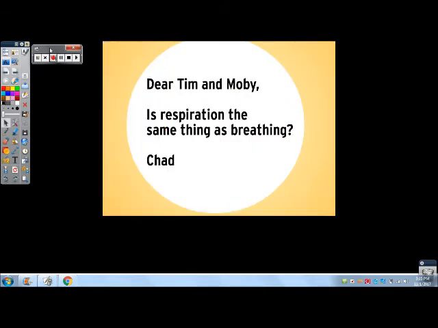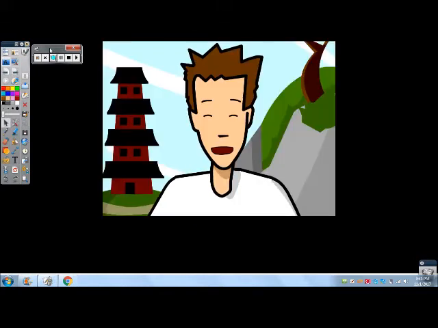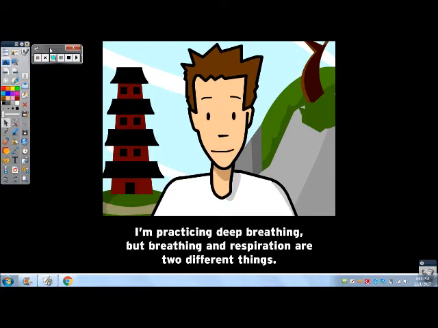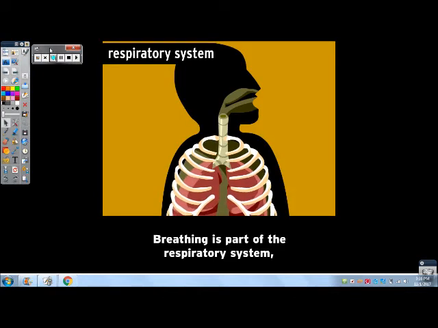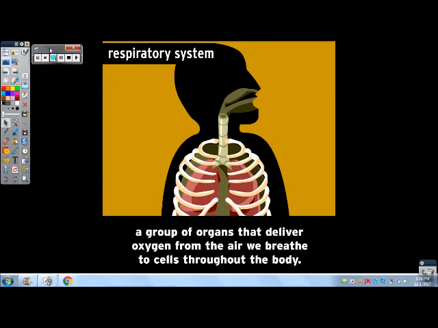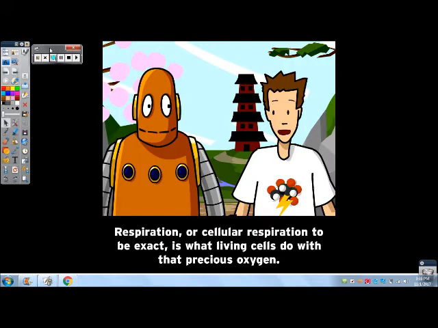Dear Tim and Moby, is respiration the same thing as breathing? From Chad. I'm practicing deep breathing, but breathing and respiration are 2 different things. Breathing is part of the respiratory system, a group of organs that deliver oxygen from the air we breathe to cells throughout the body. Respiration, or cellular respiration to be exact, is what living cells do with that precious oxygen.